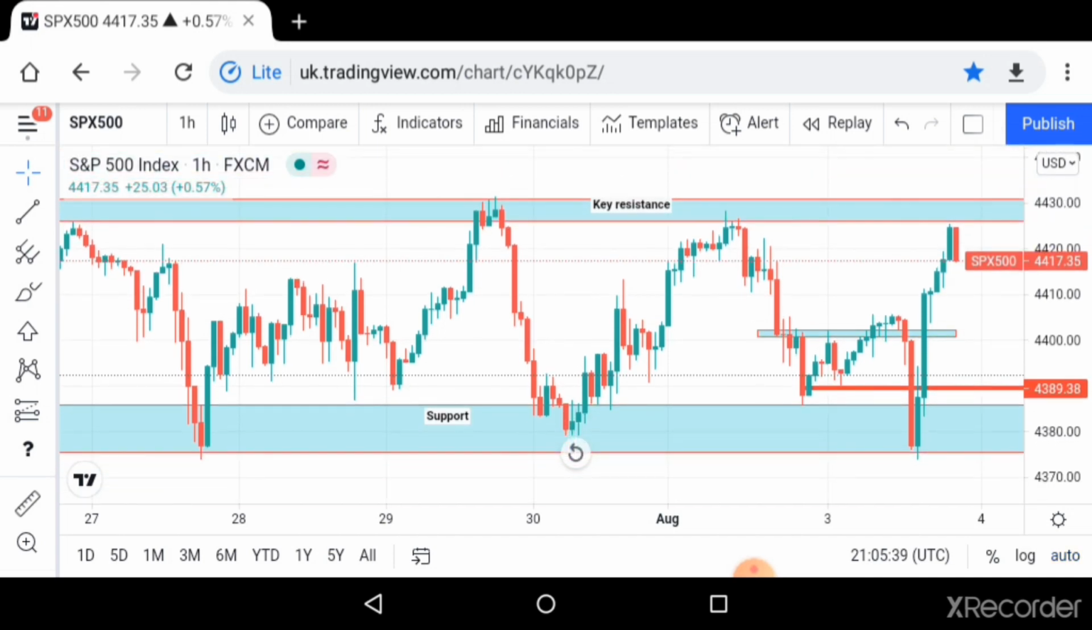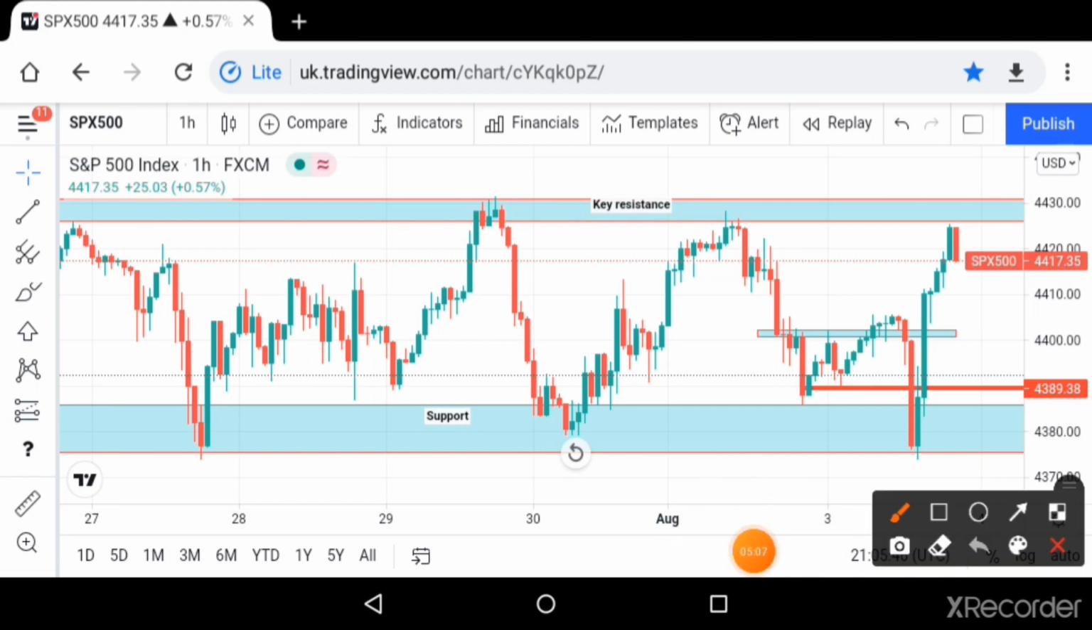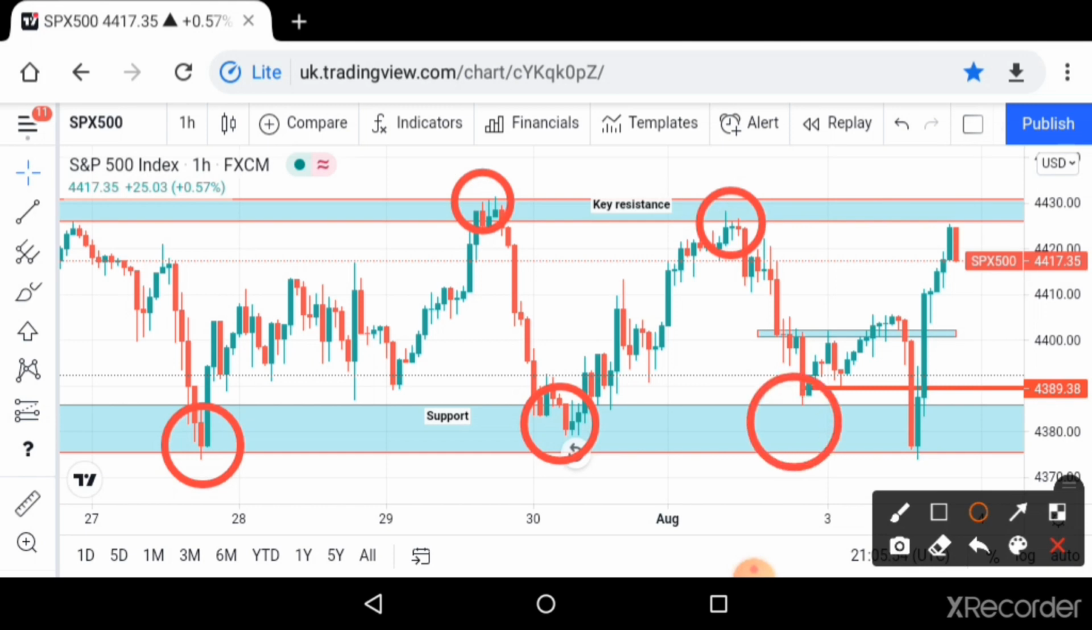For a couple of days it's been doing the same thing over and over again. It's been coming into these key support levels, came here, went up, came here, went down, came here. It's doing the same thing over and over. Then today it went up, then it had a pullback, a massive pullback. As you can see, today we are here.